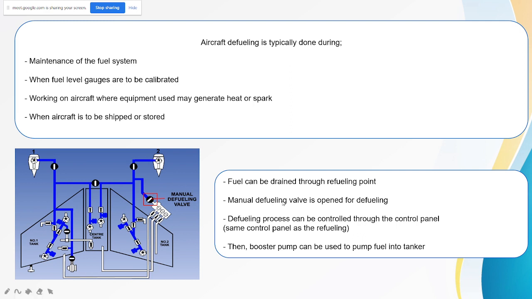The defueling process can be controlled through the same refueling control panel, as it has a defueling option also at the control panel. A booster pump then can be used to pump the fuel into the tanker. The booster pump will help to push the fuel out of the tank into the tanker.